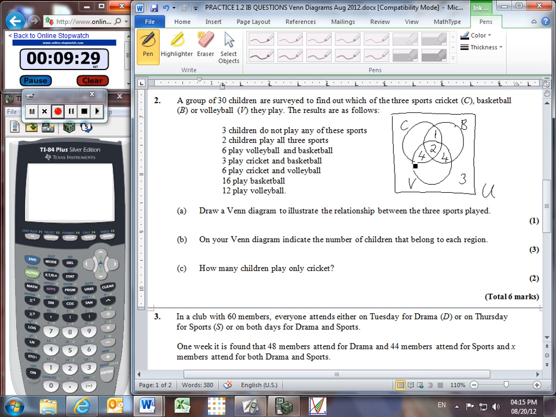16 play basketball. Alright, so there's a total of 16 in the basketball circle. It doesn't say basketball only. That would mean we'd put the 16 here. It says basketball, and they could play other sports as well. 4 plus 2 plus 1 is 7. That must leave, in order to get a total of 16, 9 remaining.